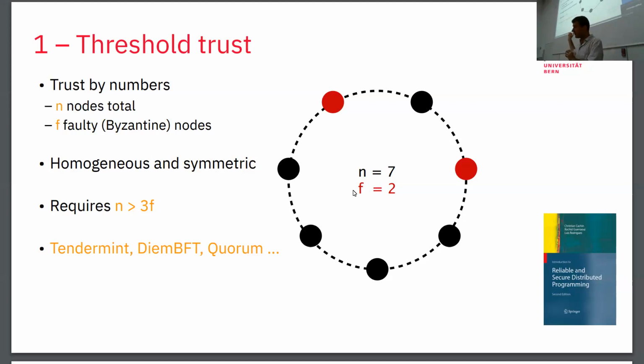Then there is Diem, for those who remember, Facebook wanted to do a cryptocurrency. They do not want to do this anymore. But while they were doing this, they were also following this model. And then Quorum is another blockchain. Because this is inherently linked to so-called quorum systems, we'll talk about them a bit later.